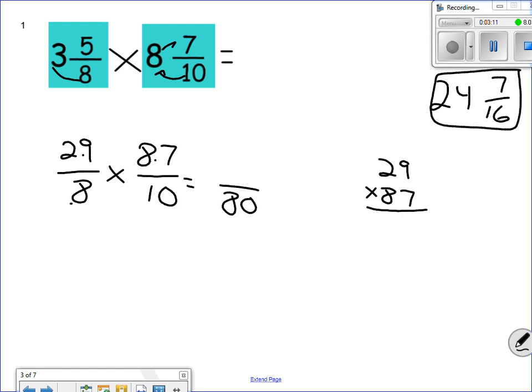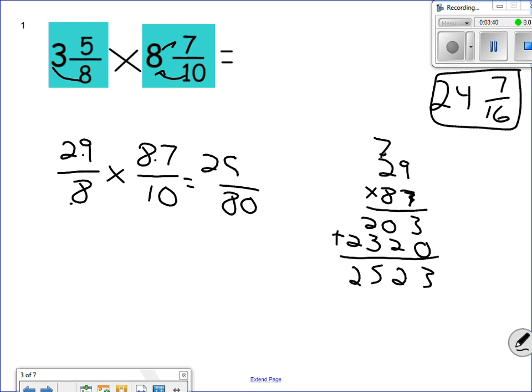9 times 7, we have 63. 2 times 7 is 14, plus 6 is 20. Erase this top number. Cross off the 7, place value holder. 8 times 9, we have a 72. 8 times 2 is 16, plus 7 gives me 23. 2,523 is my numerator.